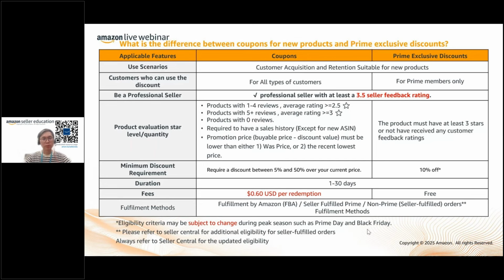One thing to really note is in terms of the redemption. The key difference is that if you're using a coupon, there will be a 60 cent USD redemption fee, whereas the Prime exclusive discount is actually free. Given that it's free, if your customers are Prime members, it's free for them and you don't have to pay the redemption fee either. But then again, the discount required is also usually higher than for the coupon.